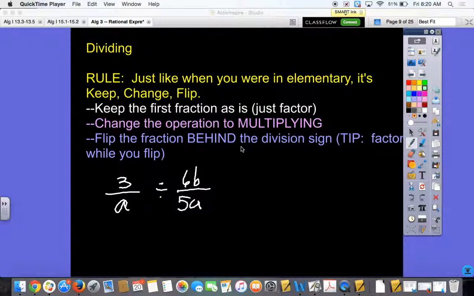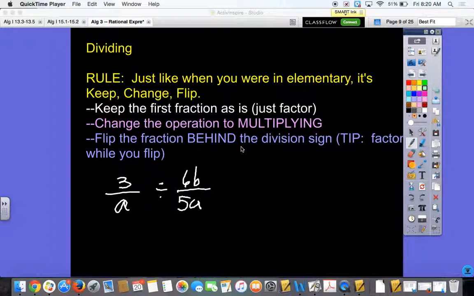Okay, last topic. We're talking about dividing rational expressions. So, just a review of the rules. You have to factor first if you can, and you're always looking for a factor in the numerator and a factor in the denominator to cancel. You can't have both in the numerator or both in the denominator.